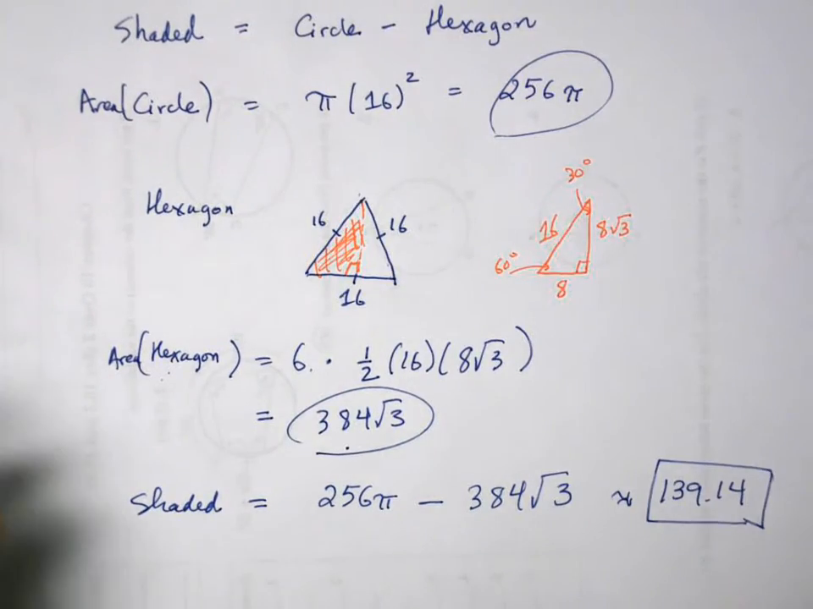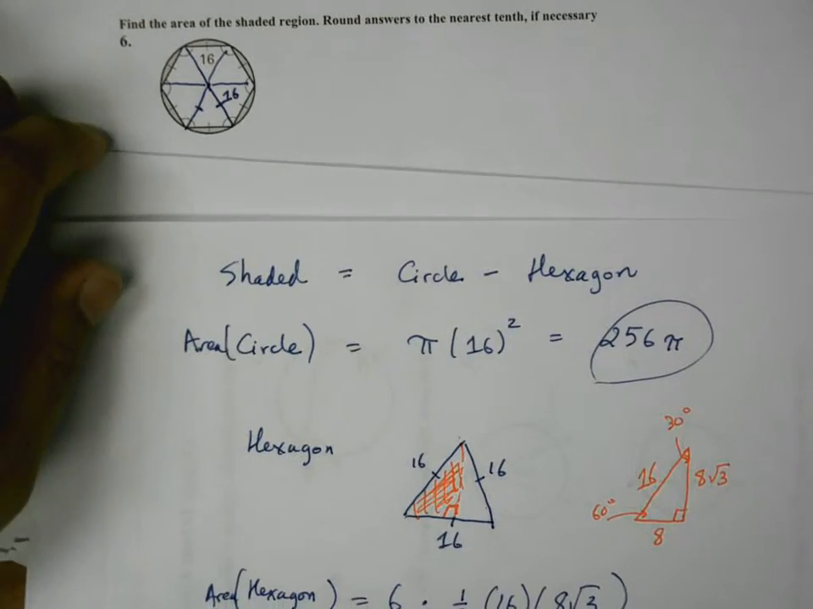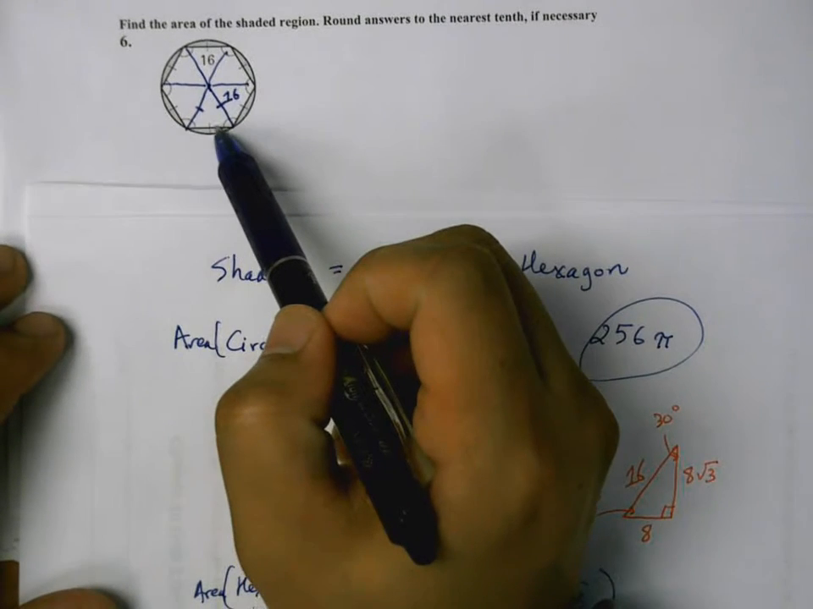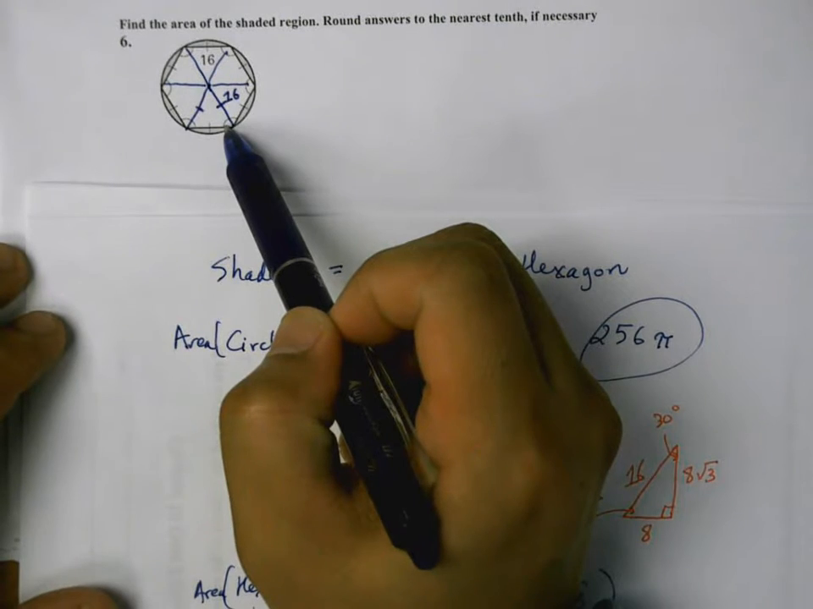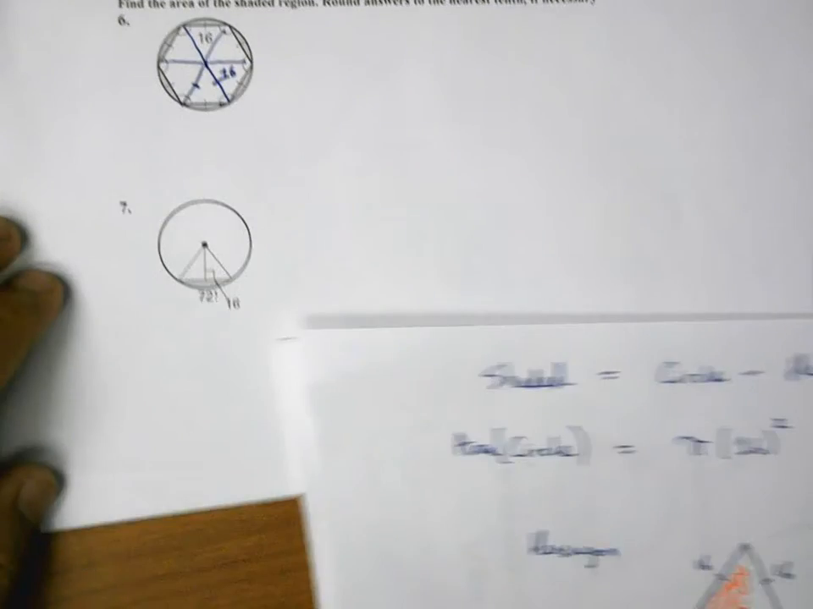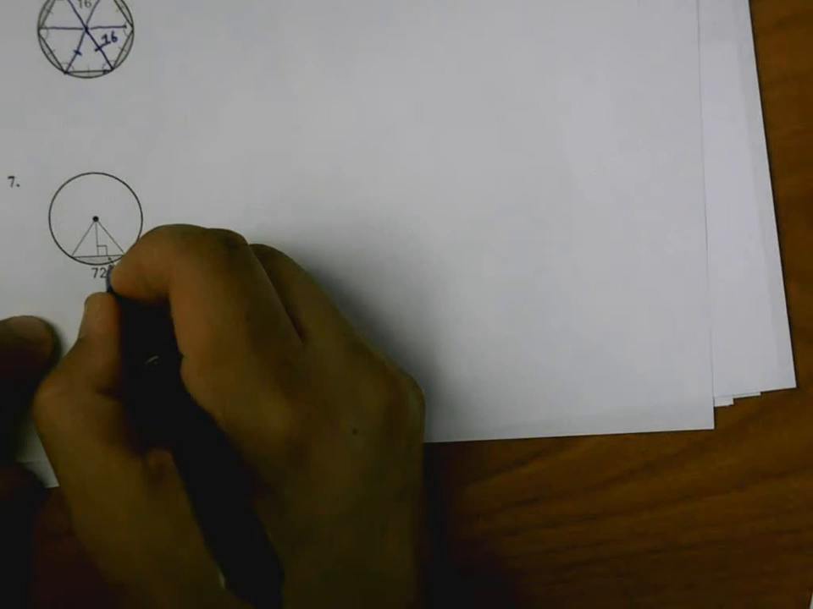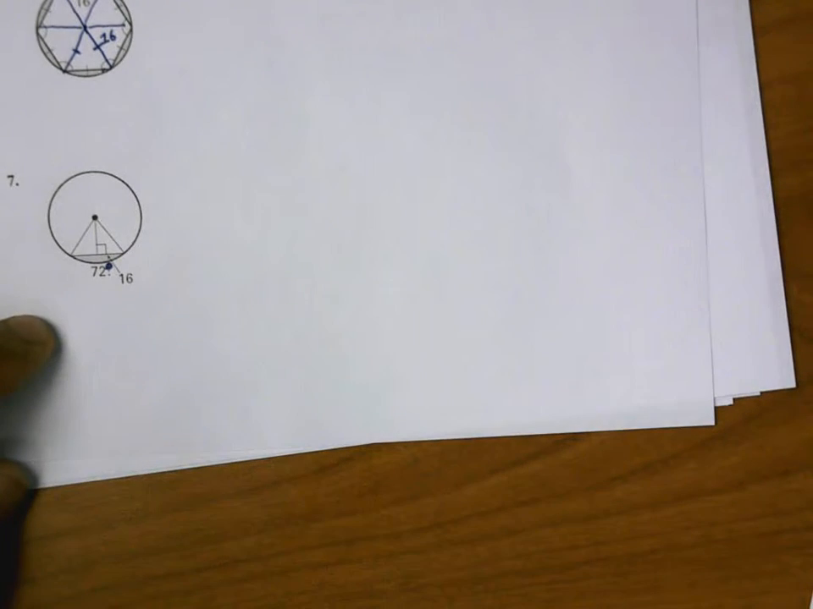So in this example, it's not too difficult. It looks difficult at first, but the nice thing about this is that we can easily find the side length. Now let's move on and look at one last example where, oops, this is a typo. This should say 72 degrees.